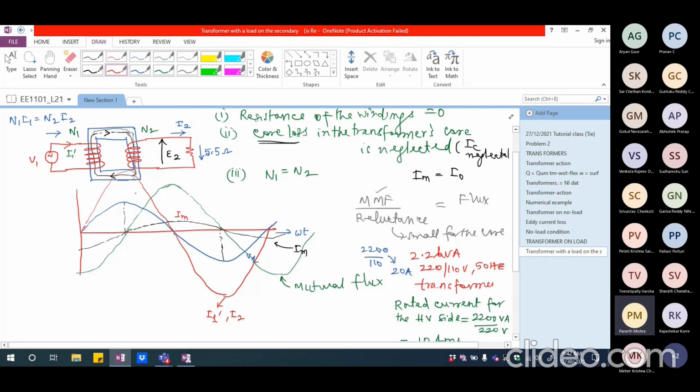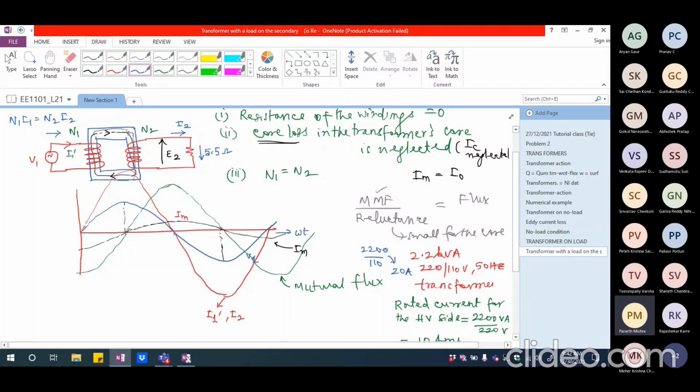Now these are establishing a flux, we said, in the core. But because the mutual flux is already established in the core and it is not really allowing any other flux to oppose itself, the primary is coming to the aid of the mutual flux to make sure that it survives.